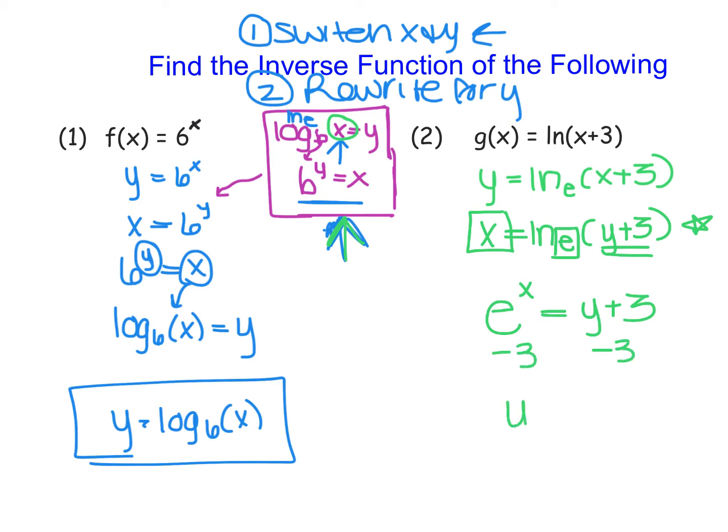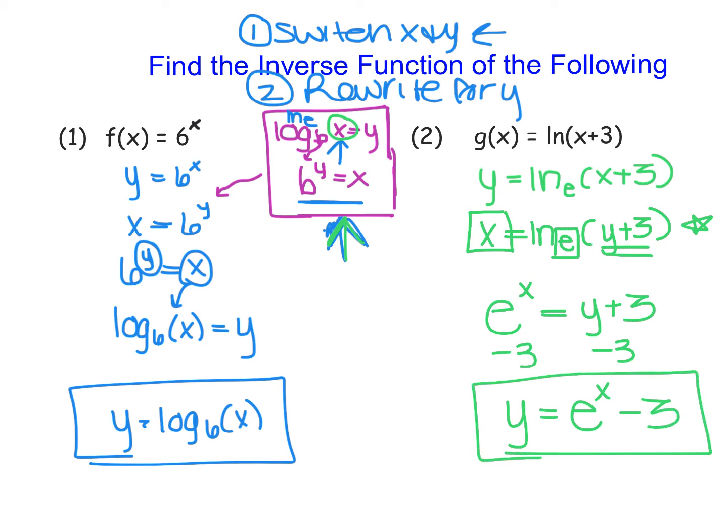So we end up with y is equal to e to the power of x minus 3. So in both of these situations, we started off with an exponential or a logarithm, and the function we ended up with in our inverse actually contains the opposite one. So if we started off with a natural log, we have an exponential. If we started off with an exponential, we end up with a log in our final inverse functions.